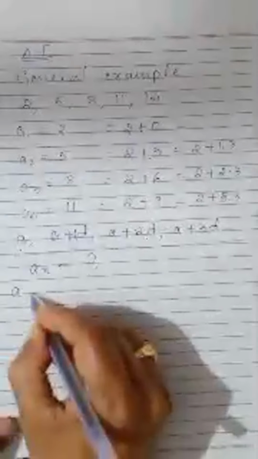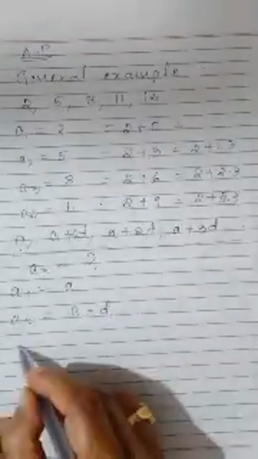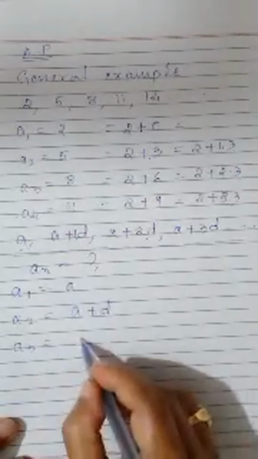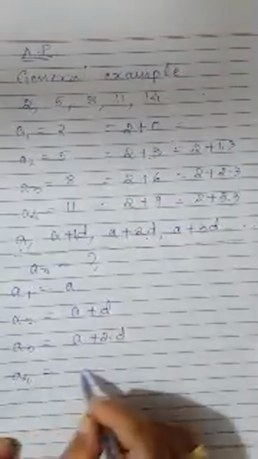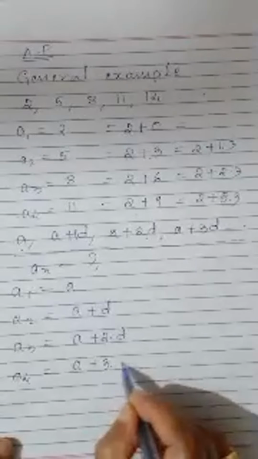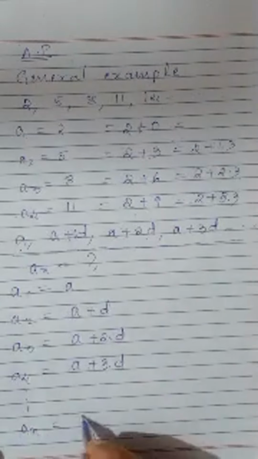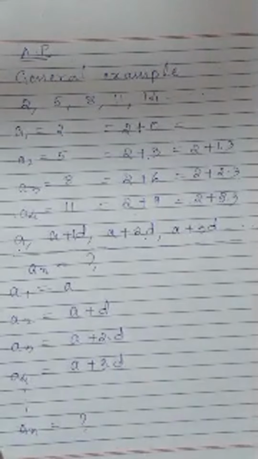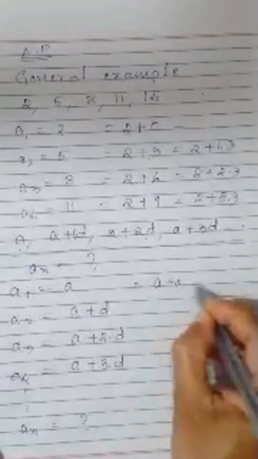Here the next question arises: what will be the nth term? So that is what I want to write. Observe that the first term A1 represents A. The second term A2 is A plus D. The third term A3 is A plus 2 into D. And the fourth term A4 is A plus 3 into D. Like that. Here if the question asks what the nth term will be, then An will be what? Here the first term A can be written as A plus 0 into D. Can you write that?